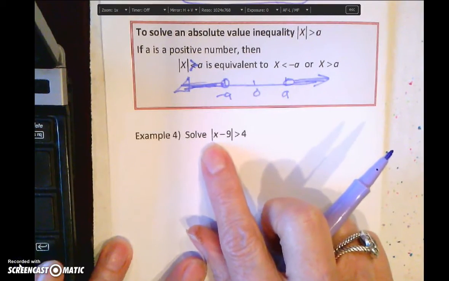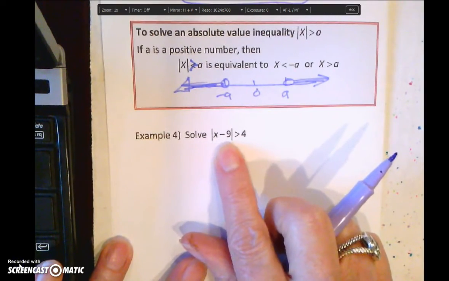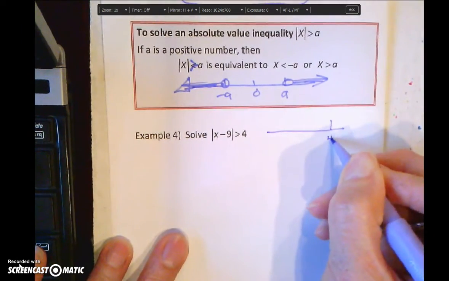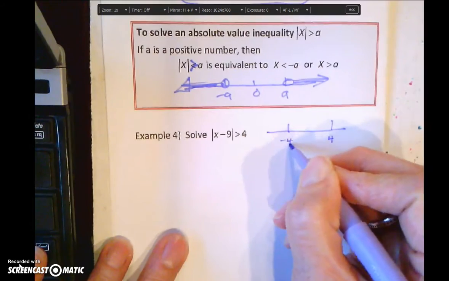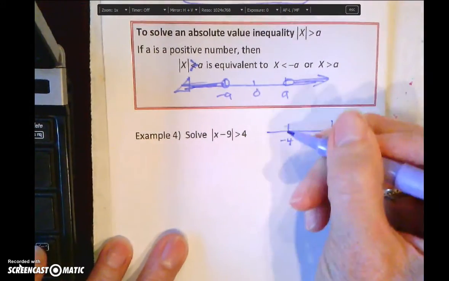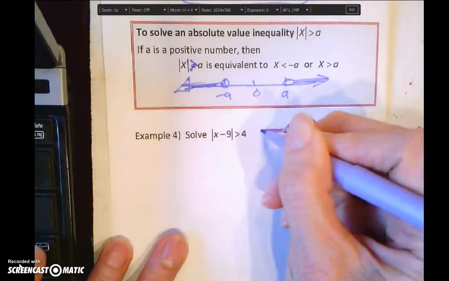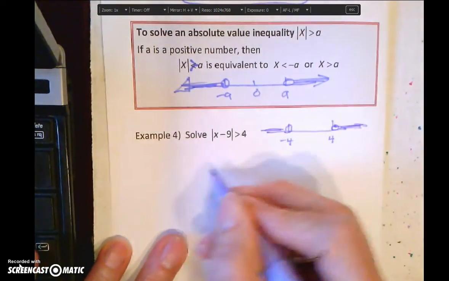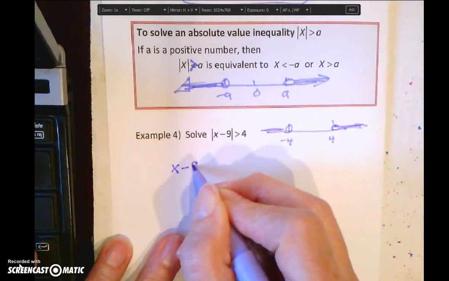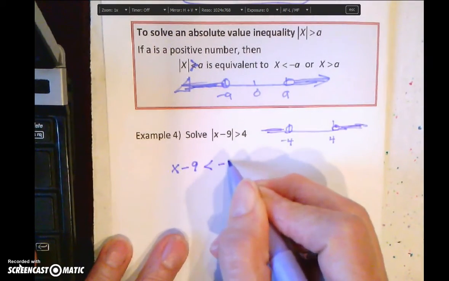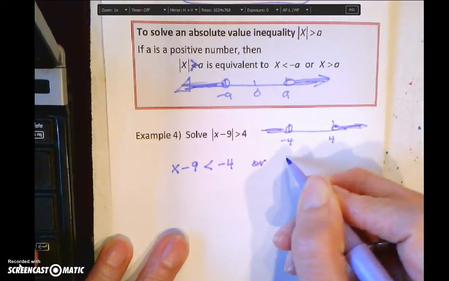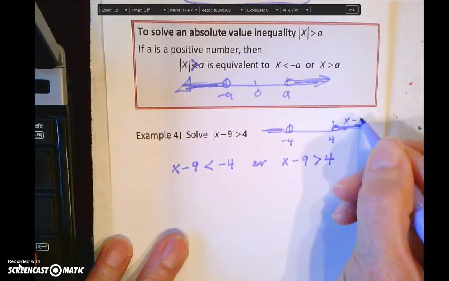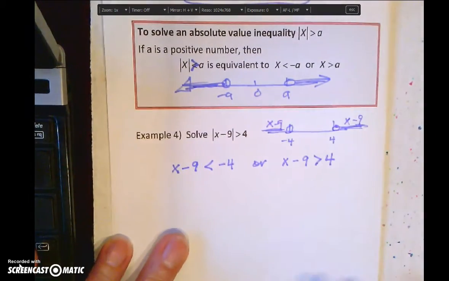All right, so let's take a look at example 4 where the absolute value of x minus 9 is greater than 4. On a number line, that's going to look like 4, negative 4, and we know that it's going to be less than negative 4, so it's going to be this direction, or greater than positive 4. So this is the way it's going to set up. I'm going to say that the expression x minus 9 needs to be less than negative 4, or x minus 9 has got to be greater than 4. That's where my x minus 9 has to fall, right there or there.